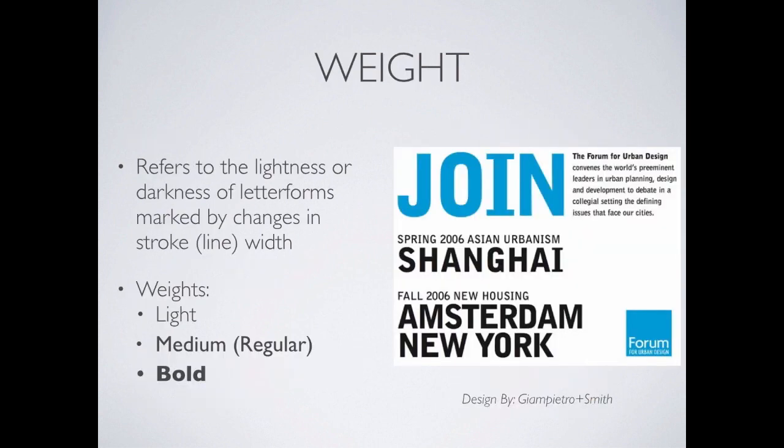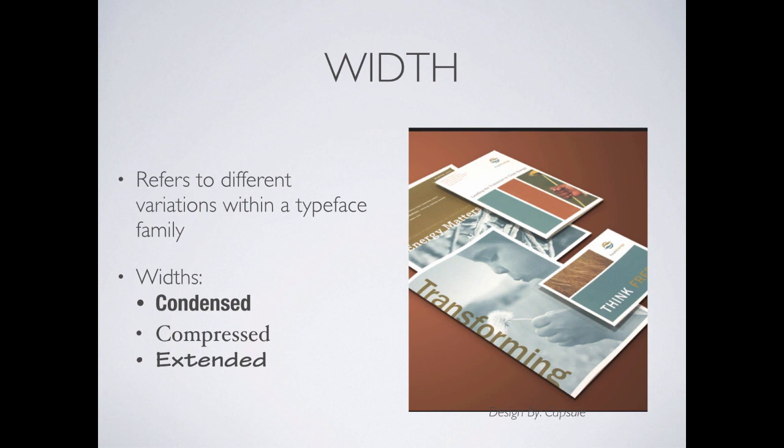Weight refers to a relative lightness or darkness of the letter forms, right, marked by changes in the line width that make up that character, right? So we might have a light, right, which is a very thin line. We might have a medium. Sometimes it's referred to as regular, which is kind of a thick-ish but not too thick line. And then we have bold, which is a very thick line, right? And so that has to do with the relative lightness or darkness of the characters once you actually draw it.